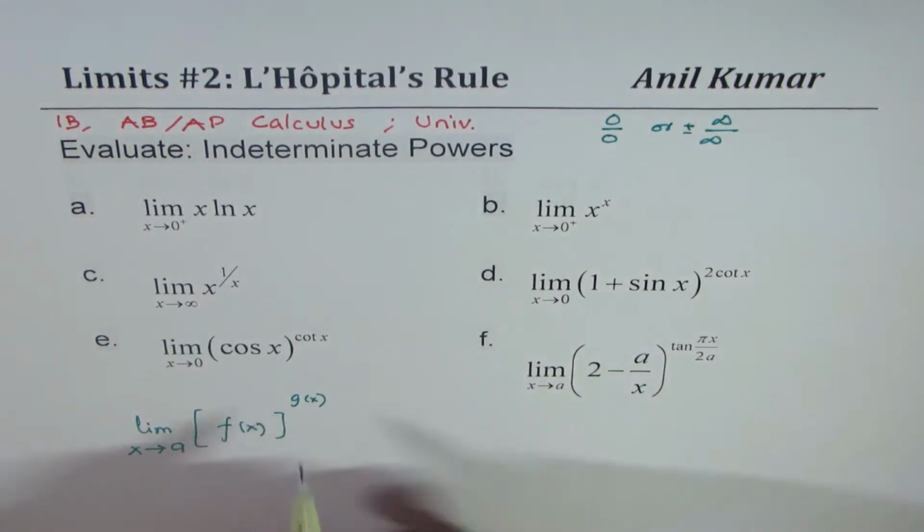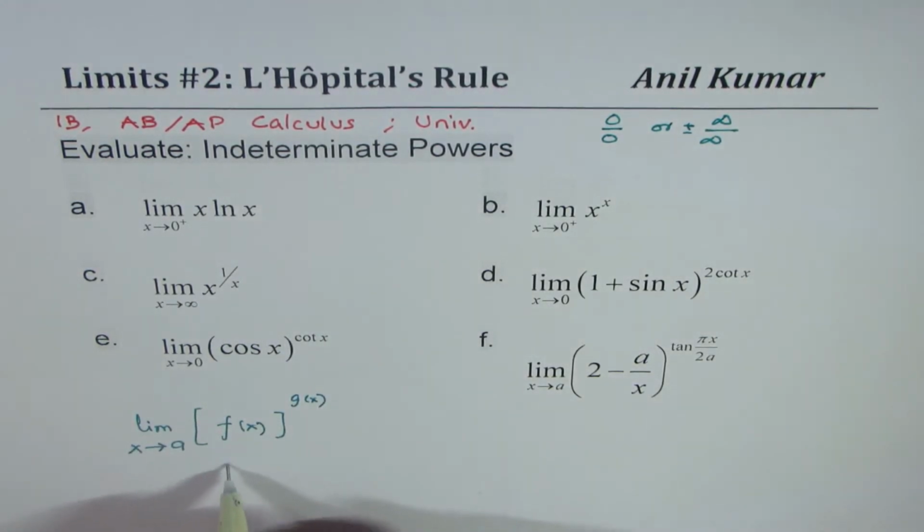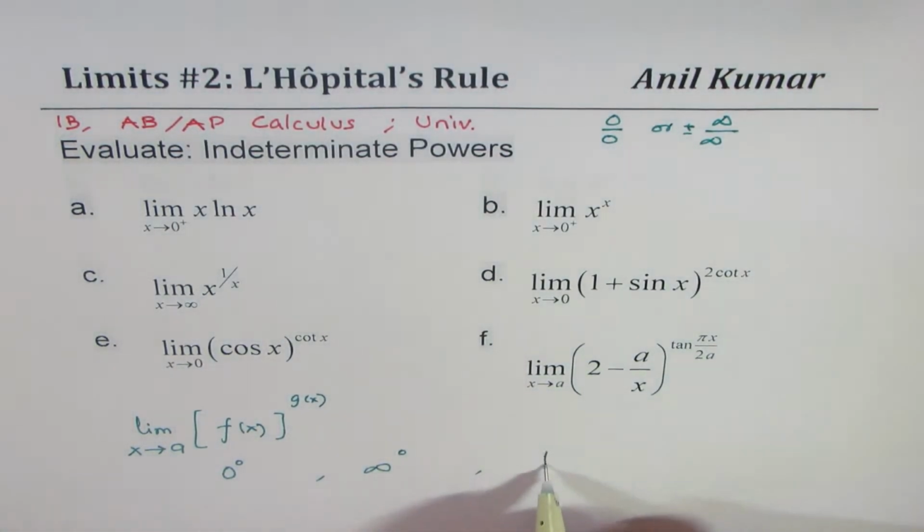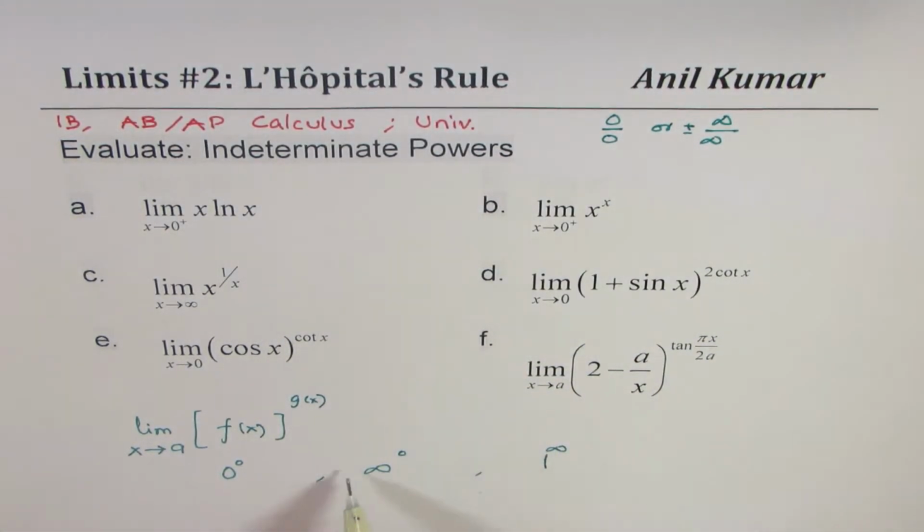So in such cases, if we have the type 0 over 0, or if we have the type infinity over 0, or if we have the case of 1 over infinity, even then we could apply L'Hopital's rule. So these examples are taken based on this.